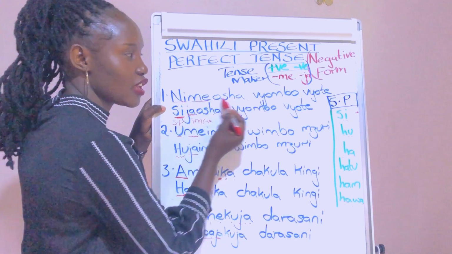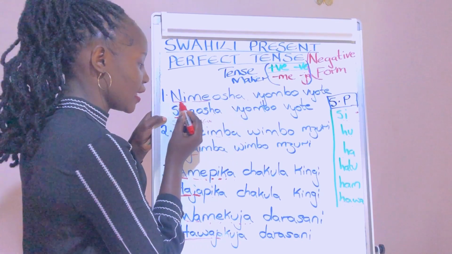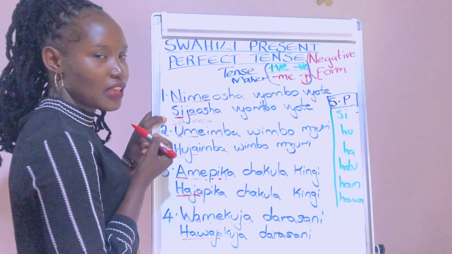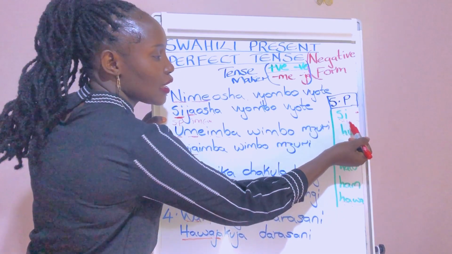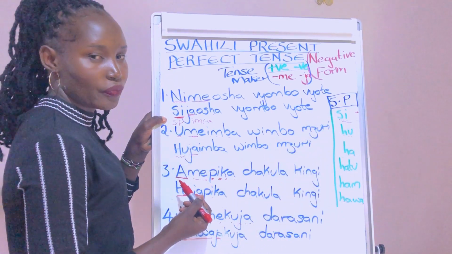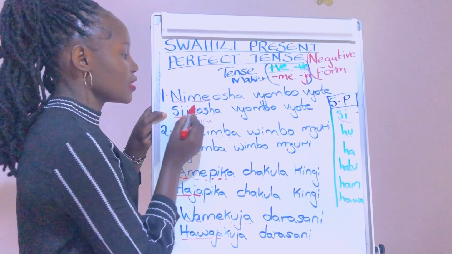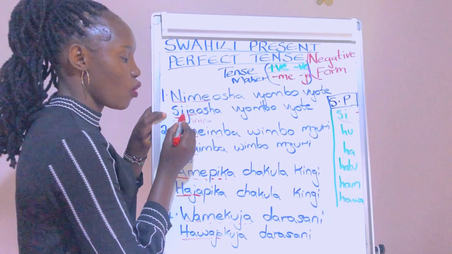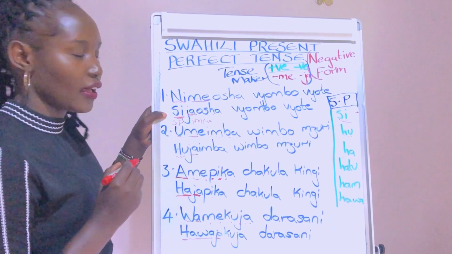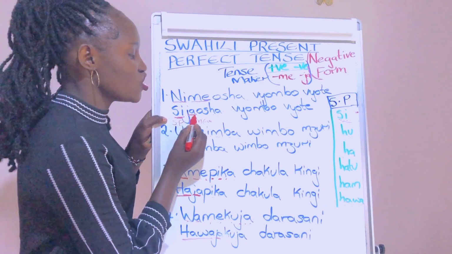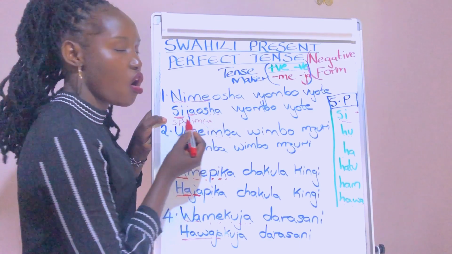Let us change this into our negative form. Ni, which represented mimi, subject prefix, will definitely change to si in negative form. So we say ni turns to si. And then the tense marker me in positive form will become ja in negative form. So we say sija. And then our verb remains osha.